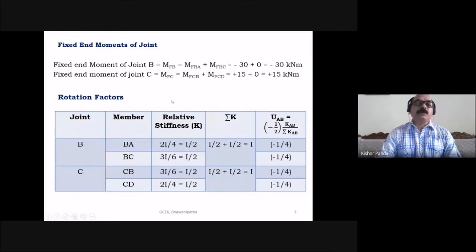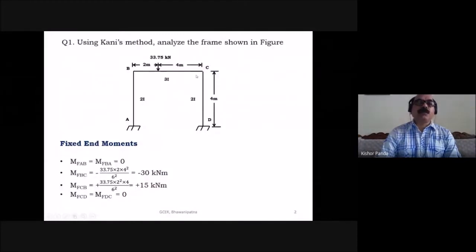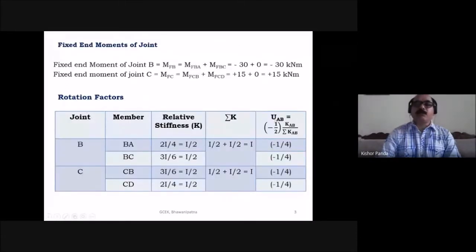Then what is the next step? You have to find out the rotation factors. You know how to find out the rotation factor. This is in tabular form. The first column is your joint and the second column indicates the member. Then the third column is the relative stiffness of the member. The fourth column is the relative stiffness of the joint, and the fifth column is the rotation factor for the member.